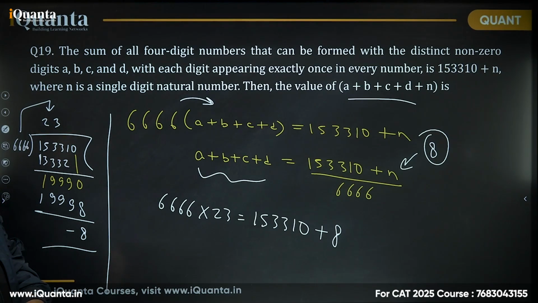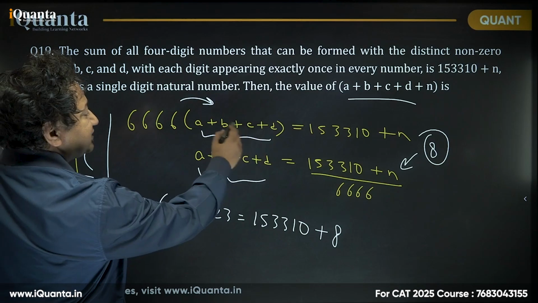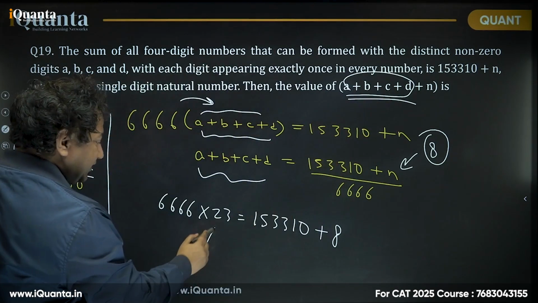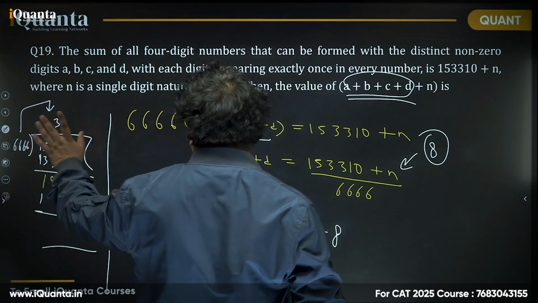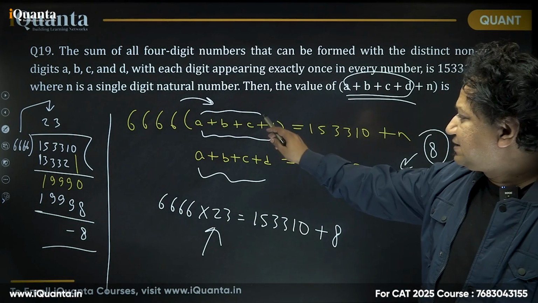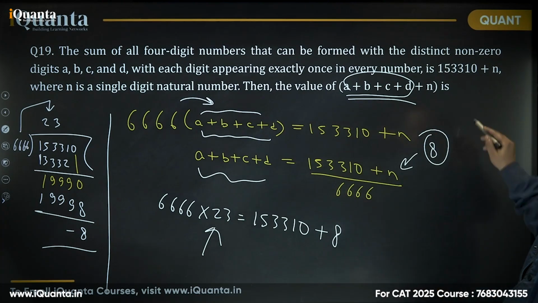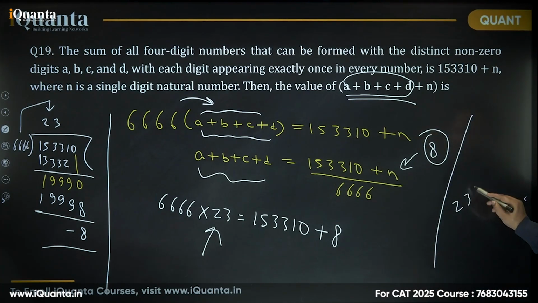And how do we do that? What is this, a plus b plus c plus d? That is the sum only of the digits, which is 23. And that is why conventional division is also important. 23 is the sum of a, b, c, d, and n is 8. So if I add it up, I'll get 23 plus 8 as the answer, which gives me 31. That's the final and correct answer.